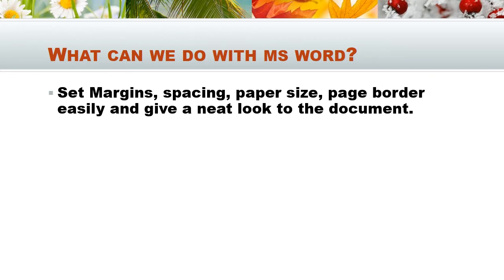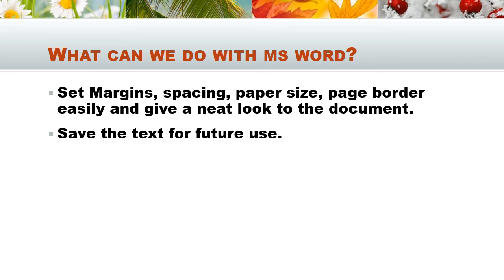Spacing, you can decide how much space should be there after each word or after each line. Paper size, here you have one more authority. That means you can choose the paper size, which means you can decide your paper should be a big one or you just want a small paper. Then the page border, so here you can apply the page borders too, and that will be done very easily, and this will give a clean and neat look to your document.